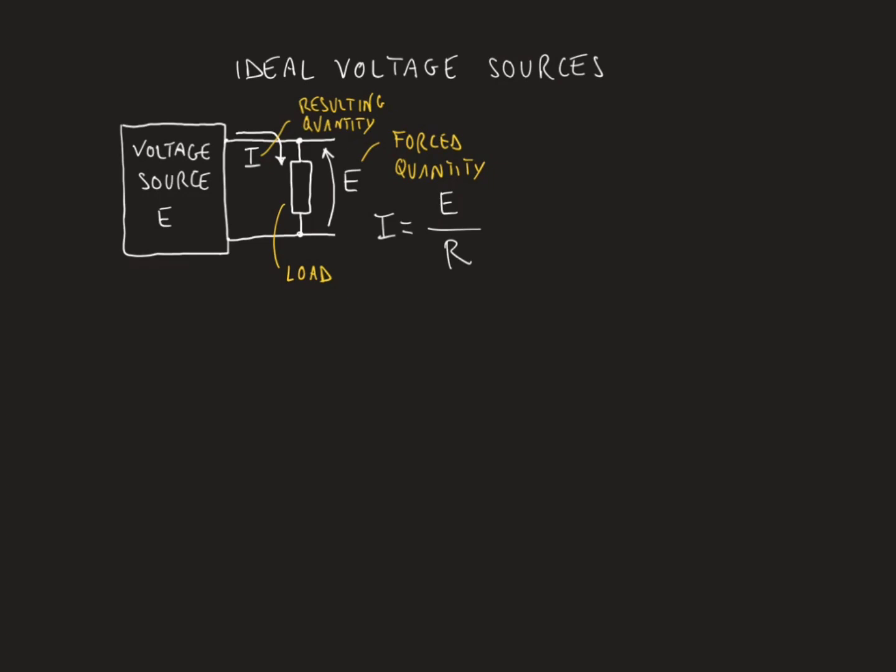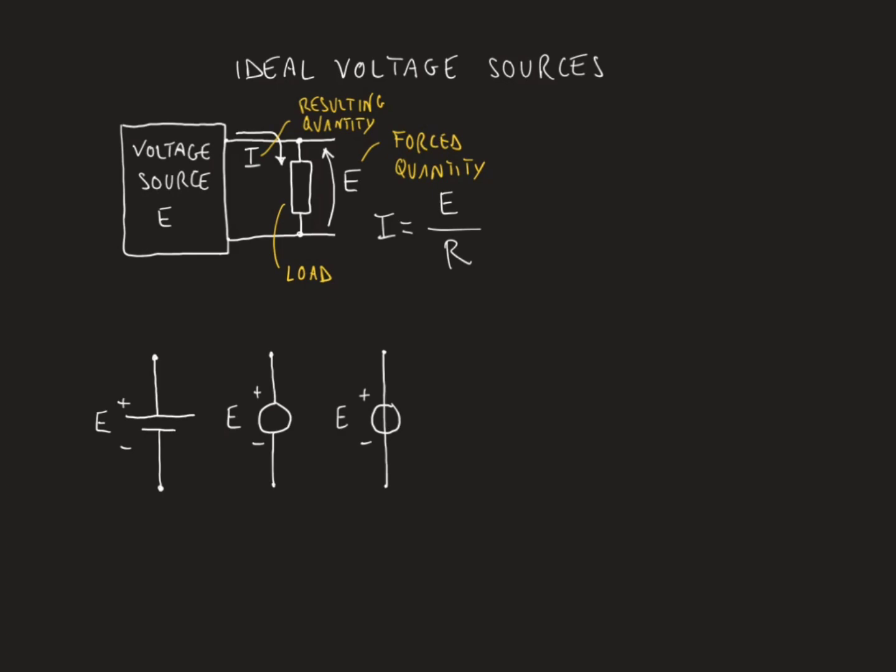Different symbols can be used to represent an ideal voltage source in an electronic circuit. For example, this symbol is used to represent a battery, which is a constant voltage source. These other symbols may be used to represent voltage signals, which are voltages changing with time.